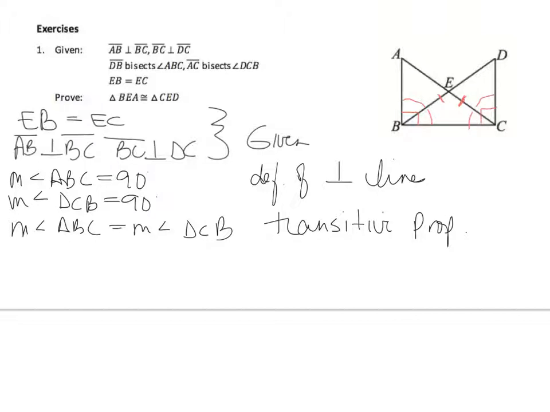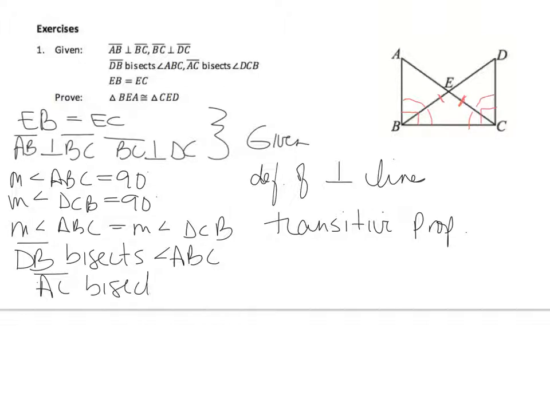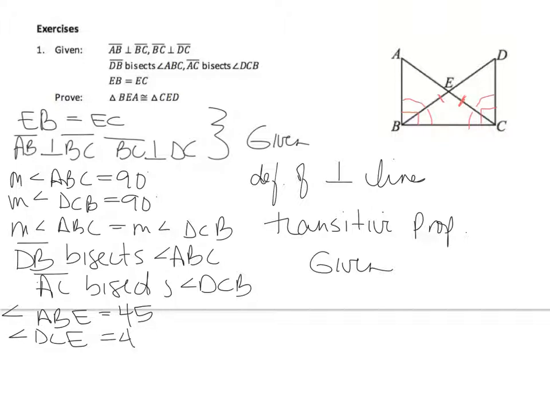DB bisects angle ABC and AC bisects angle DCB. I didn't write that down as a given, so let me write that down now. That was given. Therefore, we know those angles are 45 degrees, because if we cut 90 in half, it gives us two 45-degree angles. So ABE and DCE are both 45 degrees, and that would be the definition of an angle bisector.